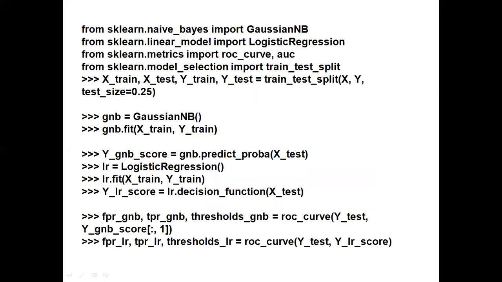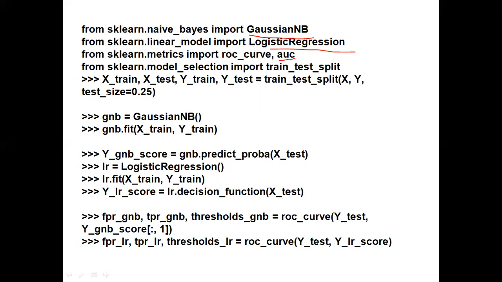Then once your data set is ready, you can build the Gaussian Naive Bayes classifier model. For that, the inbuilt class is GaussianNB. You need to import this library from sklearn.naive_bayes import GaussianNB. From sklearn.linear_model, import the LogisticRegression model. We will compare accuracy for this. Then from sklearn.metrics, import roc_curve and auc, the area under the curve function.